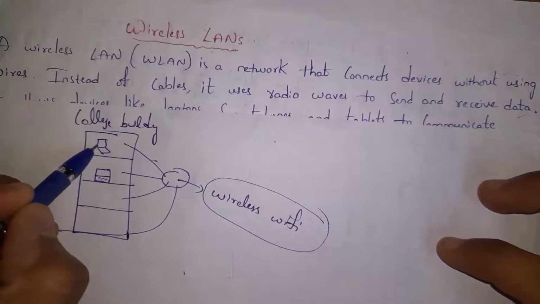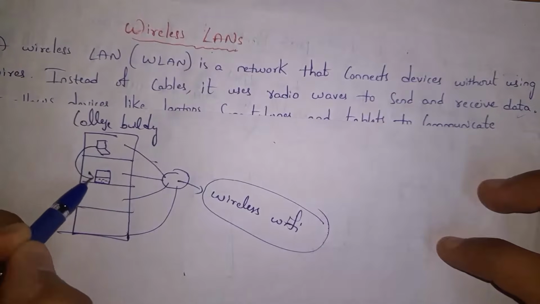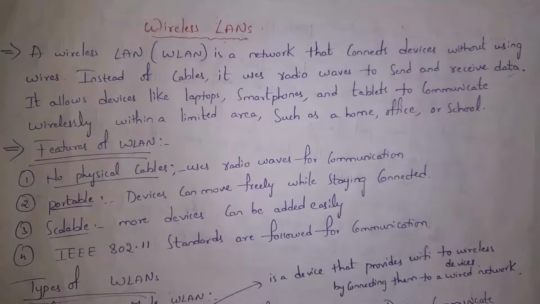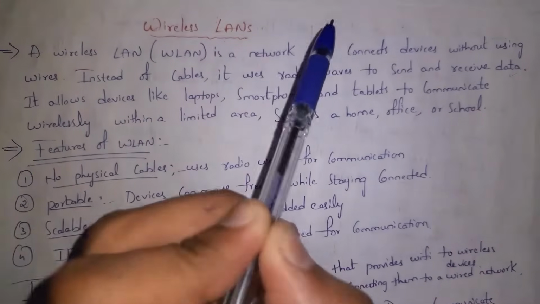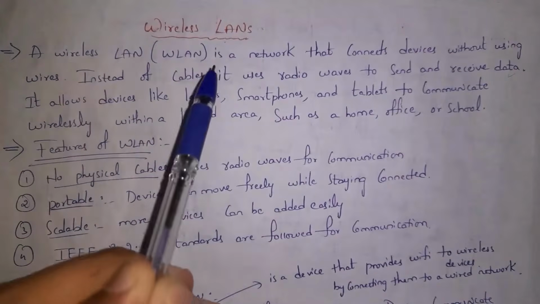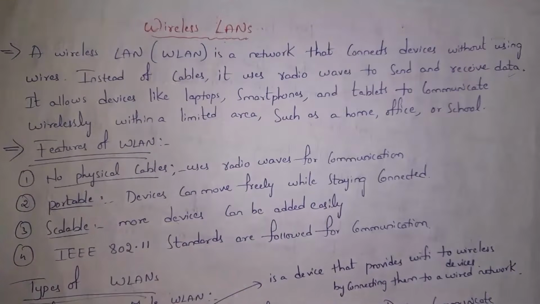And whenever one device sends data to another device wirelessly, data will be transferred in the form of radio waves. So a wireless local area network is a network that connects devices without using wires. Instead of cables, it uses radio waves to send and receive data.